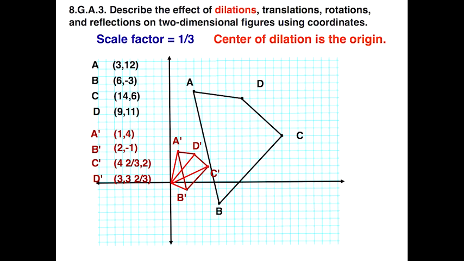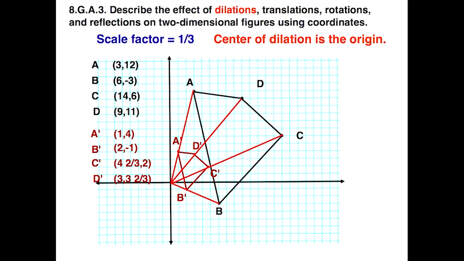If we were to compare the respective distances to the new locations for the 4 vertices, being that the scale factor is 1/3, each one of these distances from the origin will be 1/3 as much as the distance was to the original locations. Again, the reason is because the scale factor is 1/3.